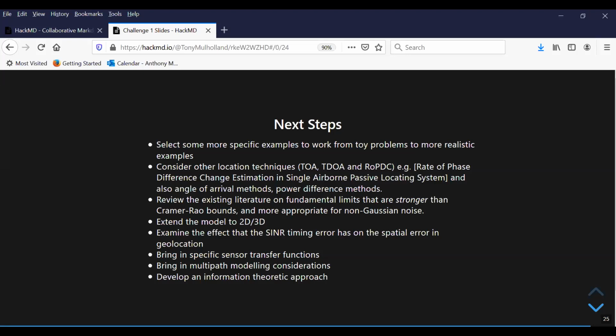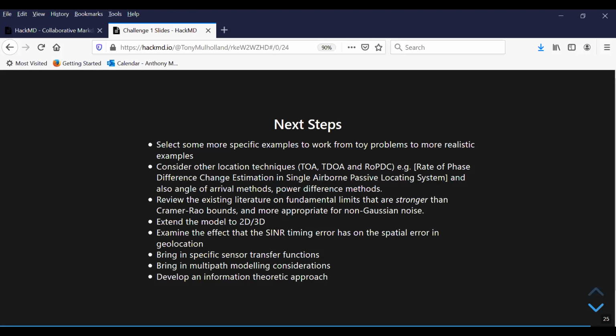So yes, extending this toy problem to more complicated cases is the normal modelling journey. So that would seem correct. If we stick with geolocation, there are other ways of doing that, not just time of arrival. And we mentioned non-Gaussian noise, extensions to 2D and 3D, and then the effect that the SINR timing error has on the spatial error.